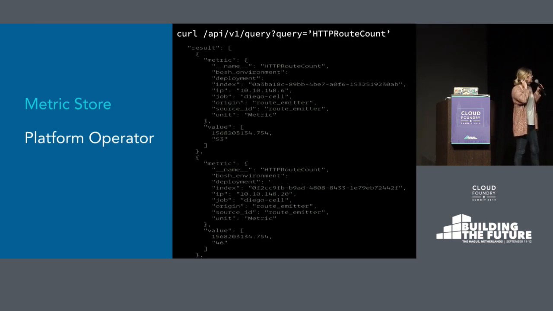Cool. Another platform operator example is perhaps using one of those labels that I would like to filter down on. You can leverage that query endpoint again against, let's see, I care about HTTP route count. So I would like to know how many routes are on my platform, how many of them are registered with the Go router. Great, I can just pop that into metric store and get those values back regularly. So it looks like on this deployment, there are 1.5 million routes registered.